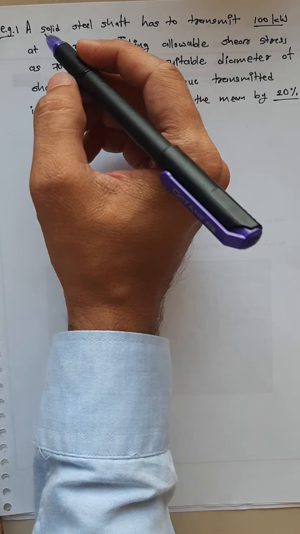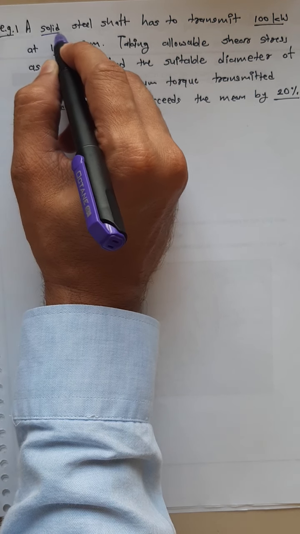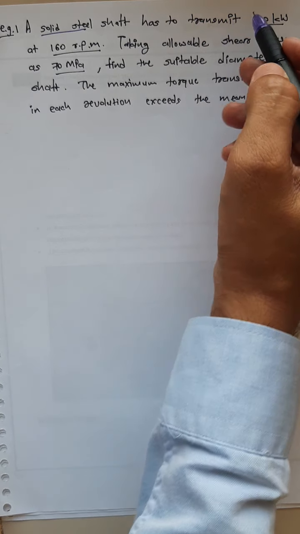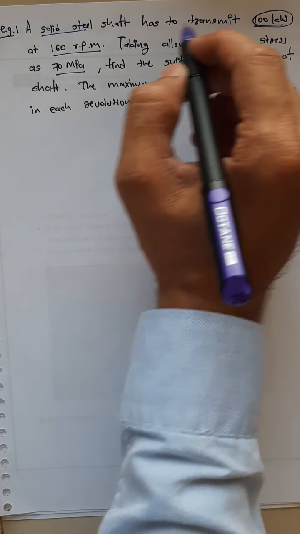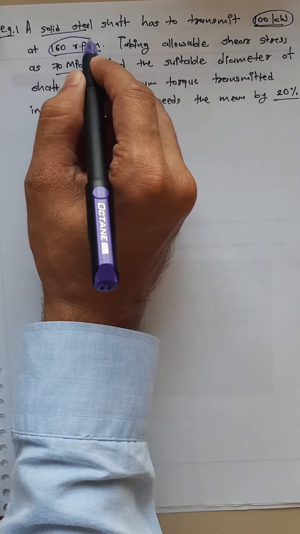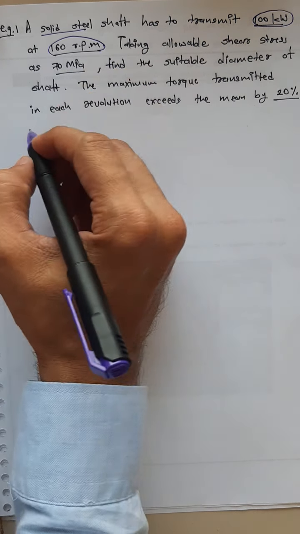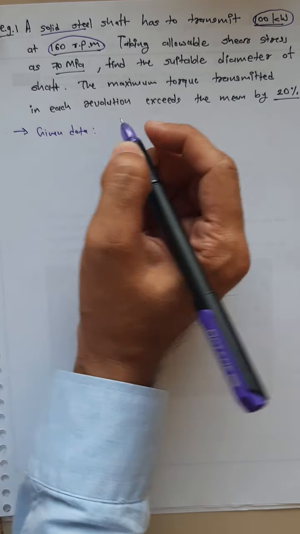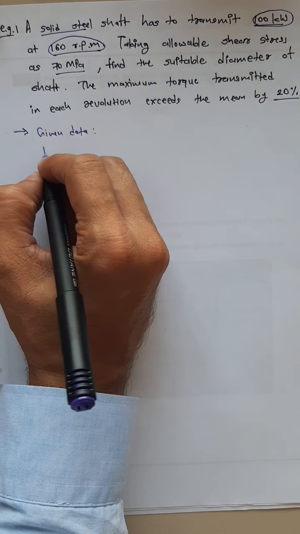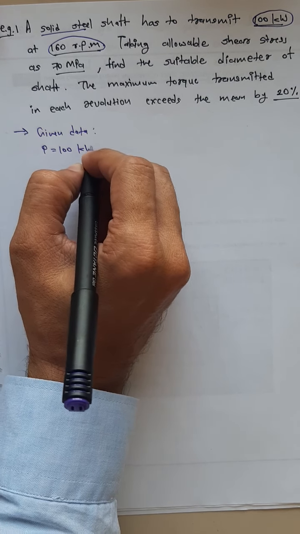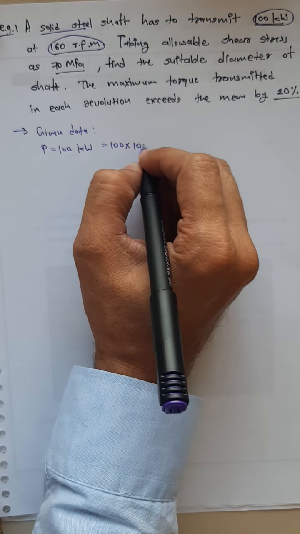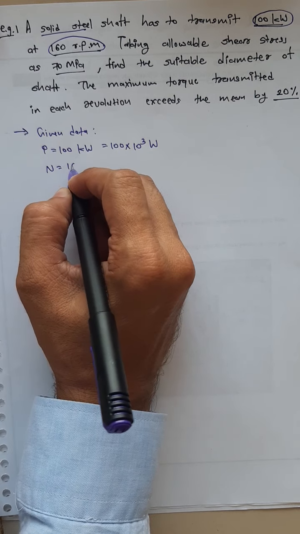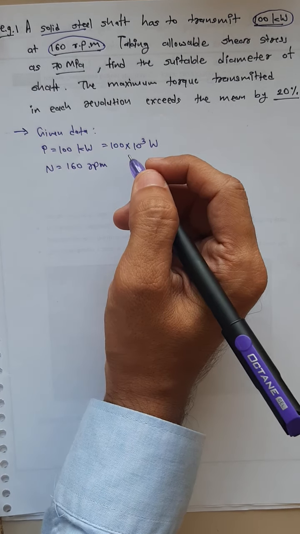In the first sentence it is stated that the shaft is solid. A solid shaft has to transmit 100 kilowatt at 160 rpm. As soon as you get the data, just note down the given data. Here 100 kilowatt power is given to us, or we can say 100 into 10 raised to 3 watt, and 160 rpm.